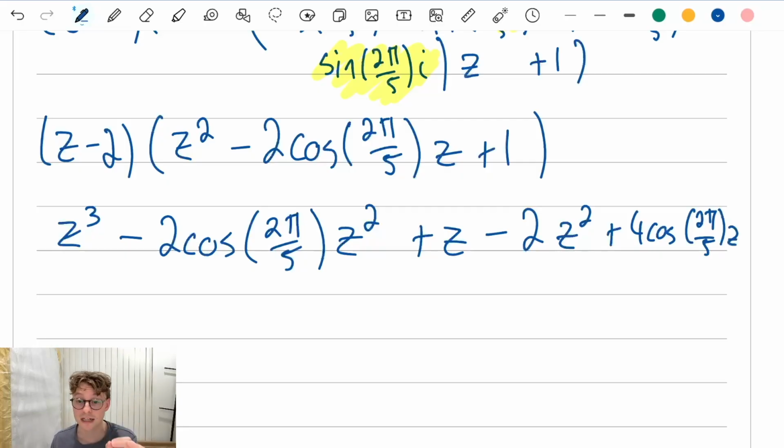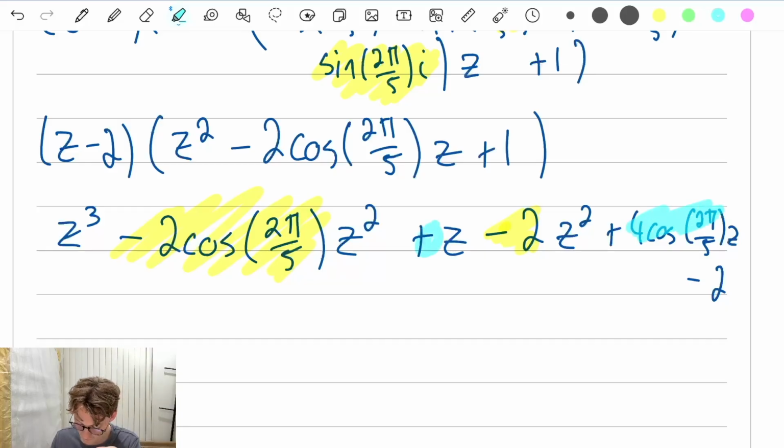This felt like it was going to be answered very quickly, and in the end, it really took a long time. Minus 2 on the end. We're so close. I've now got my coefficients of z squared, a coefficient here and a coefficient here, and I've got my coefficients of just z being 1 and this 4 cosine 2 pi on 5 z. So I group those terms, and I've finally finished, I believe.